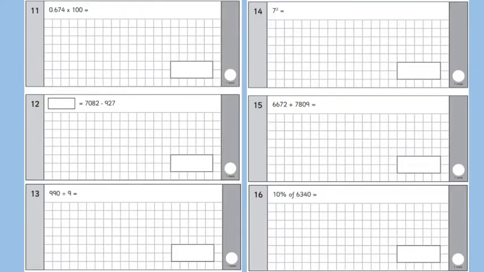Okay, on the screen are the first 6 questions for you to have a go at. There are 4 more on the next one and 10 in total. Once you've done all of them, make sure that you press play and we'll go through all of the answers together.